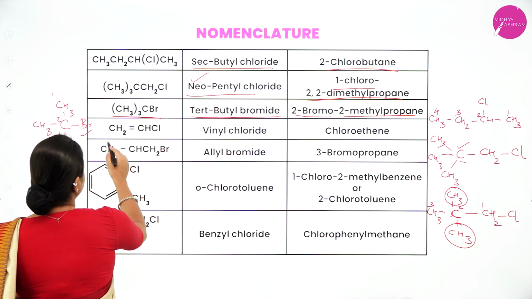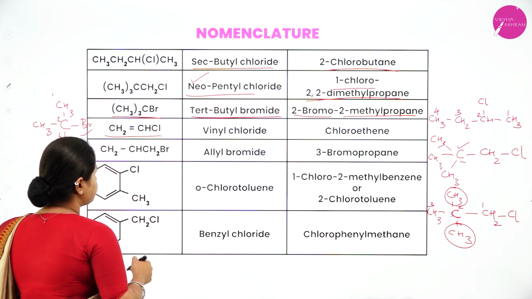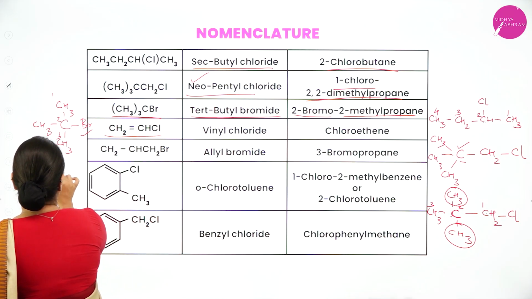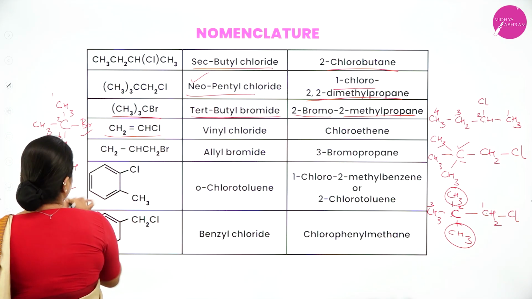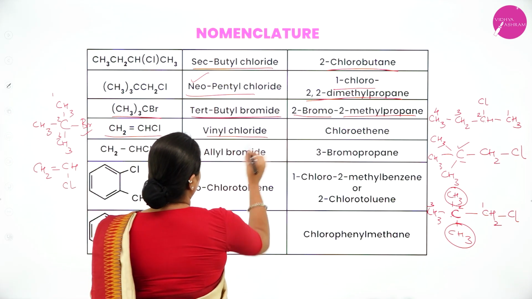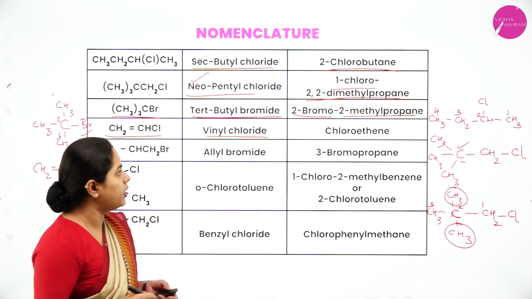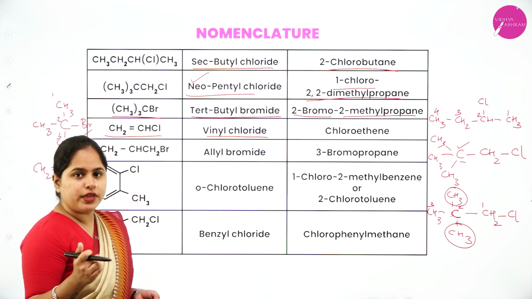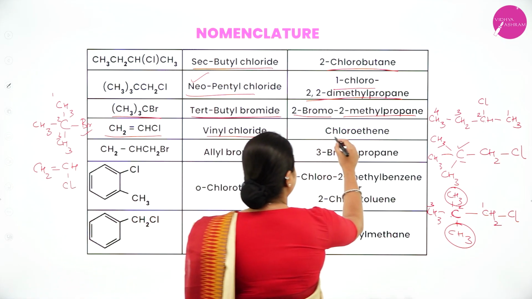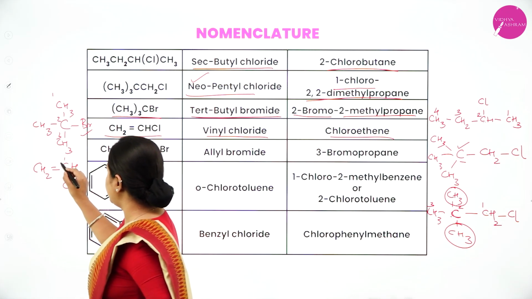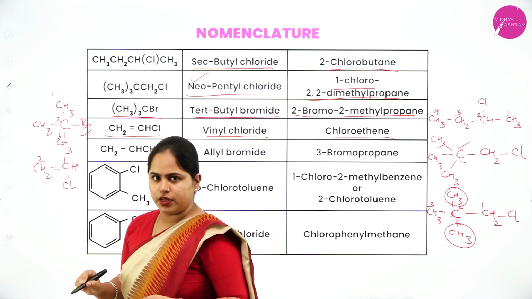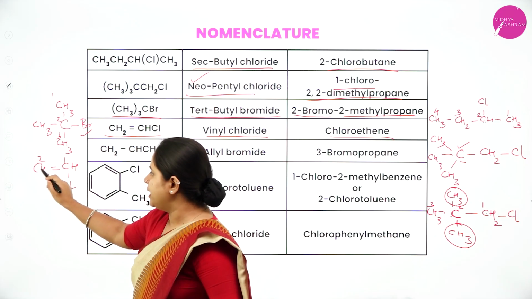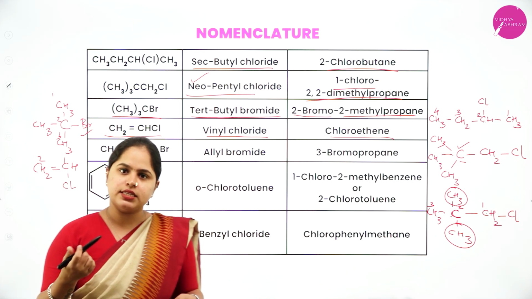Moving on to the next one, CH2=CHCl. The common name is vinyl chloride. It is called vinyl chloride. And what is the IUPAC name? It will be chloroethene. Why is it chloroethene? Only 2 carbon atoms are present, right? The chlorine atom is present on the first carbon atom, so it is chloroethene. The principal chain is ethene here.